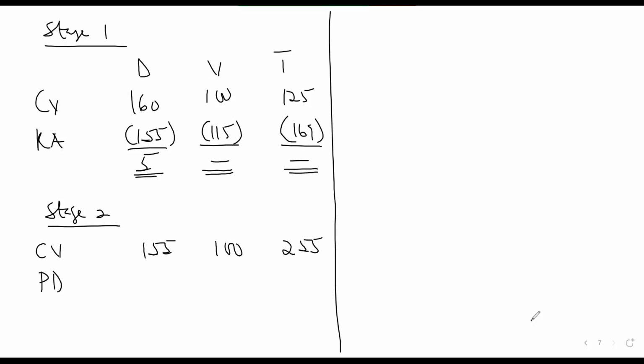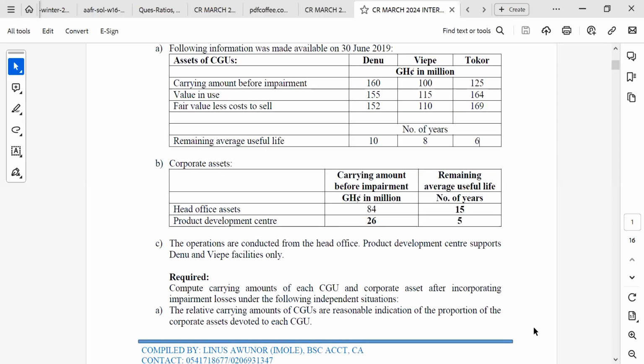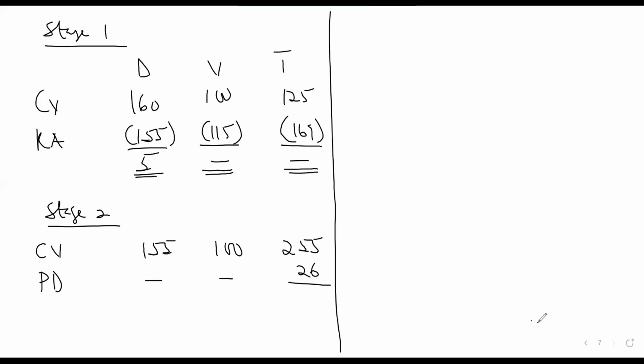Then we now add the product development. The product development is what? Is it 26? Someone to confirm that for me. Okay, the product development is 26. So what's supposed to be the total value of these two cash generating units?